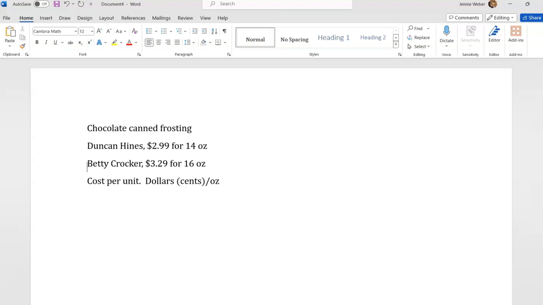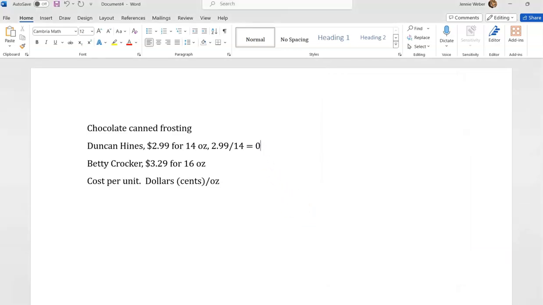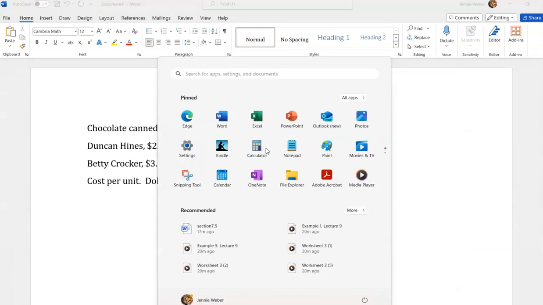So to find out the Duncan Hines up here, I'm going to do 299 divided by 14. And I had a calculator on here somewhere. Okay, 299 divided by 14. And I can see this is like 21 cents an ounce.